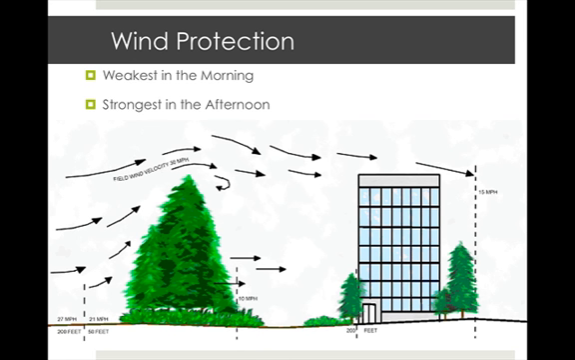Winds are usually weakest in the morning and strongest in the afternoon. Plants and outdoor structures like walls and statues and features can deflect wind, which is great in the winter, but you also want to consider if that's something that you want to happen in the summer when maybe you need that breeze.